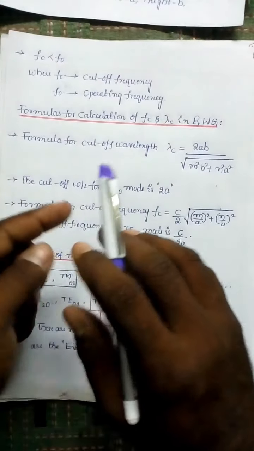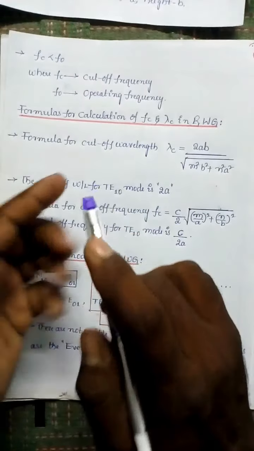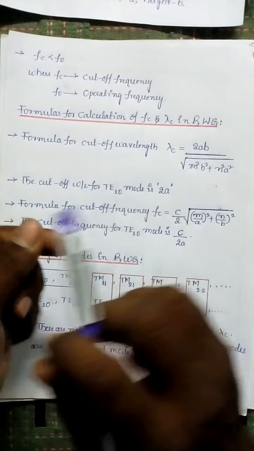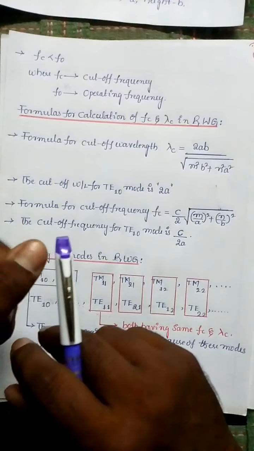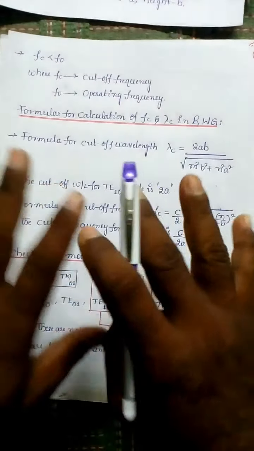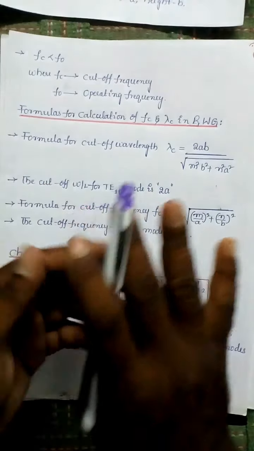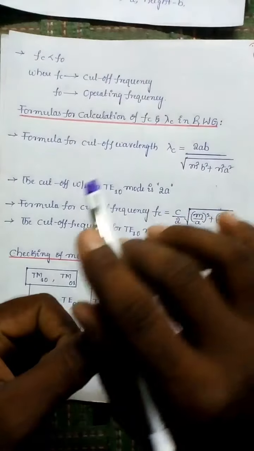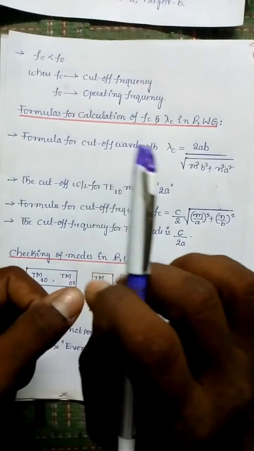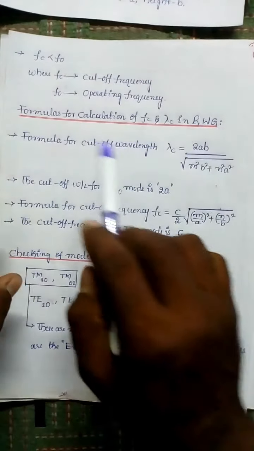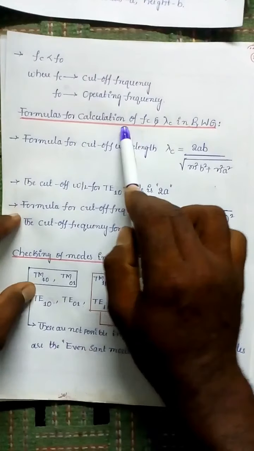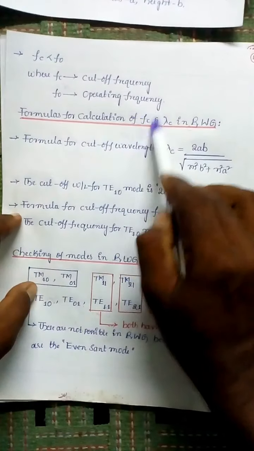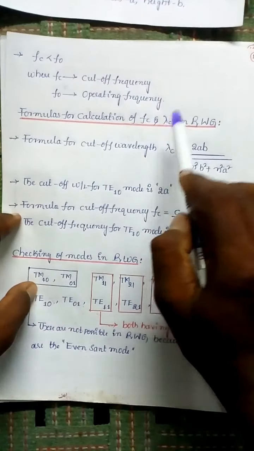Remember which condition is used for cutoff wavelength and which for cutoff frequency. These two are very important. Next, what are the equations for both cutoff wavelength and cutoff frequency? These are the formulas for calculating Fc and lambda c, where Fc is the cutoff frequency and lambda c is the cutoff wavelength.